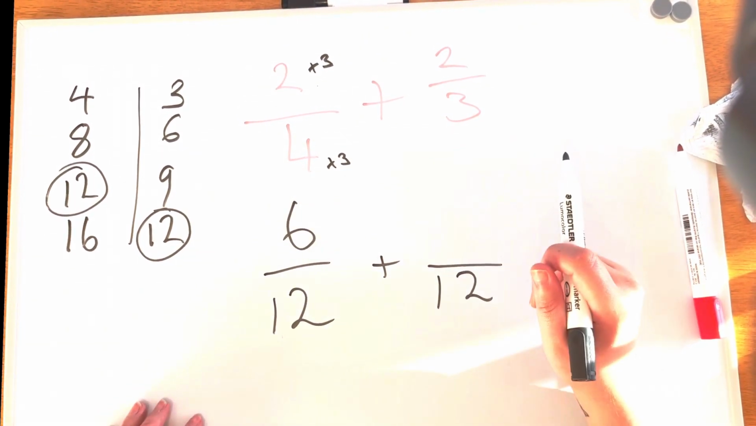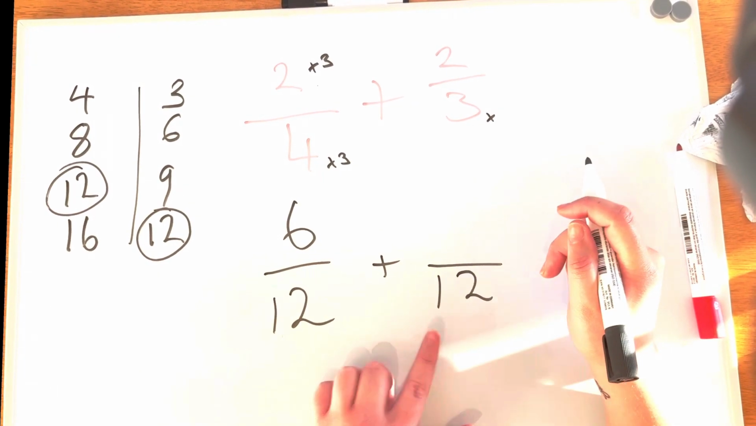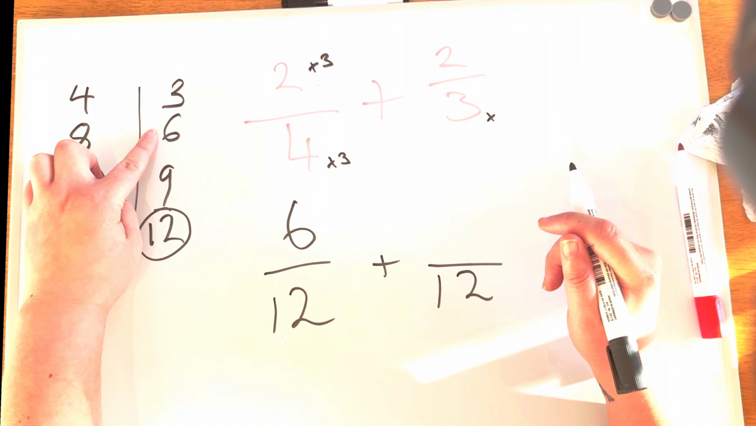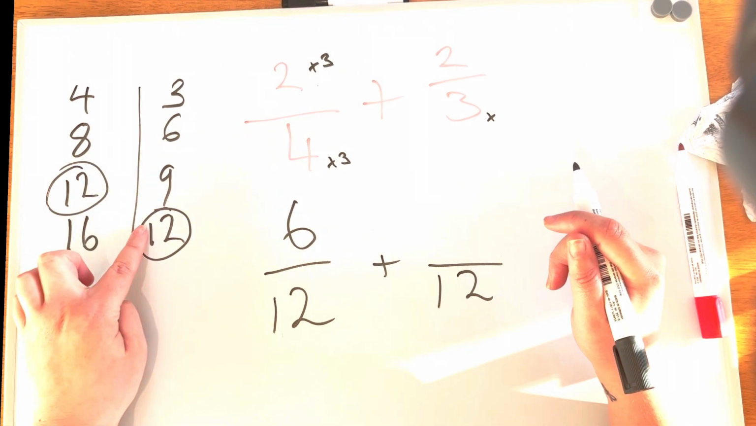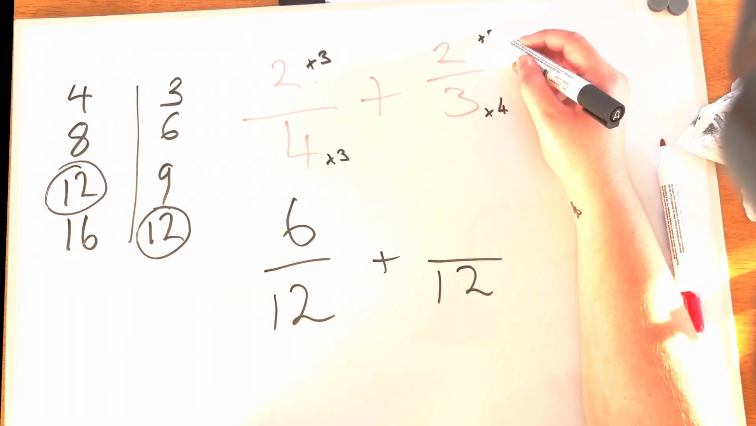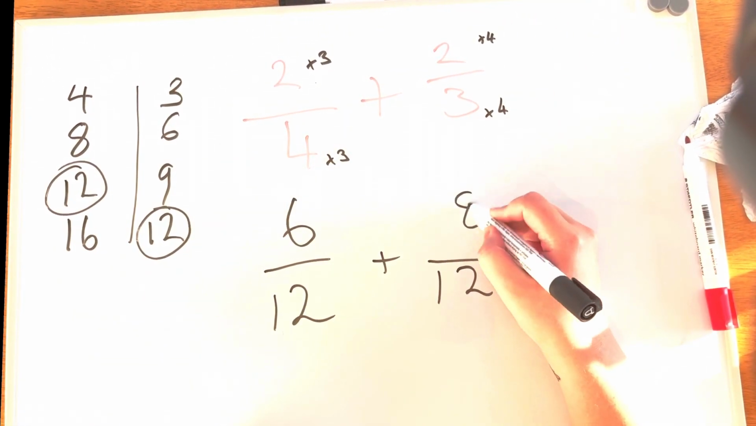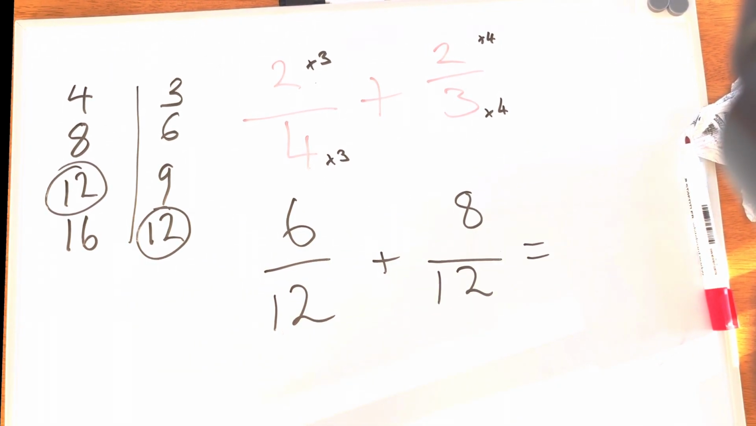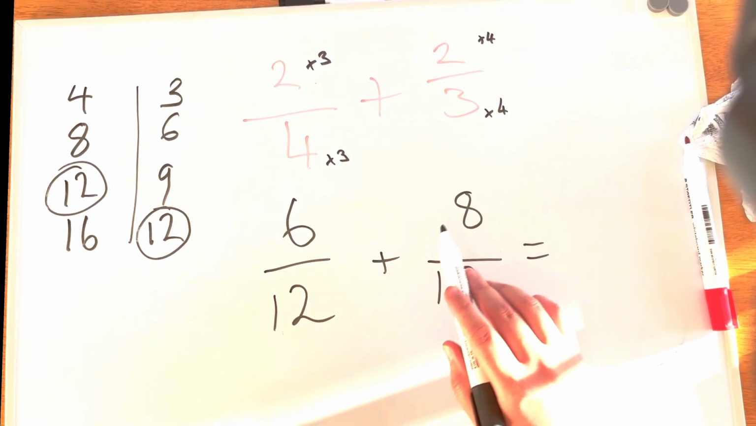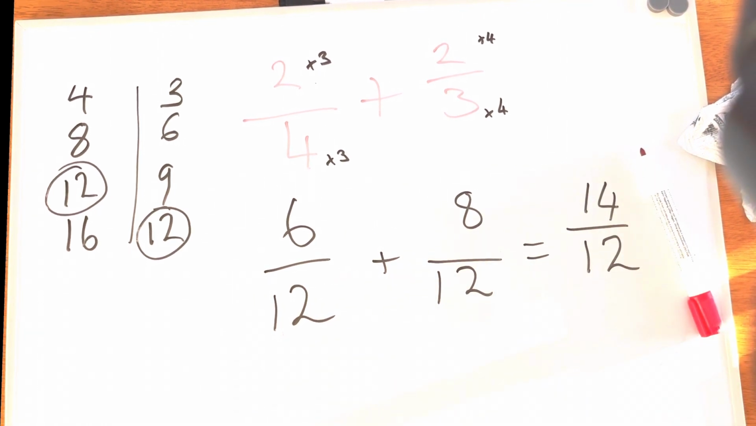Let's have a look at this one. What did I have to times 3 by to get to 12? 3 times 1, 3 times 2, 3 times 3, 3 times 4. So I need to times my top number, my numerator, by 4 as well. 2 times 4 is 8. Let's add them together. 6 plus 8 is 14. So my answer is 14/12.